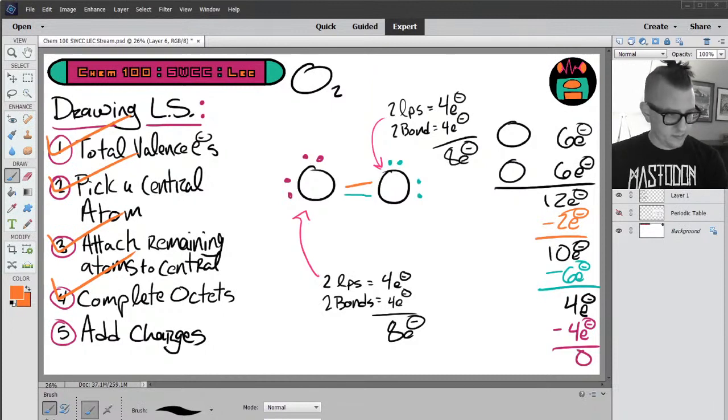Yep. Carolina, that is correct. You can always rearrange your electrons after placing them on your molecule.